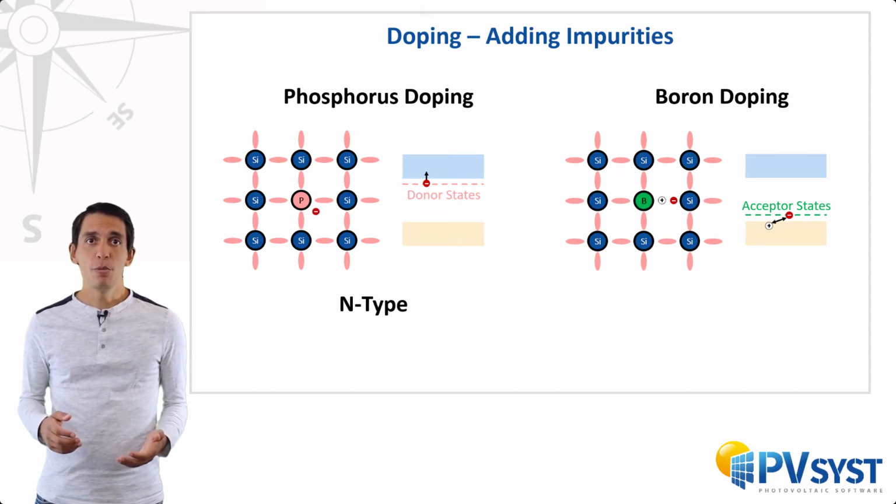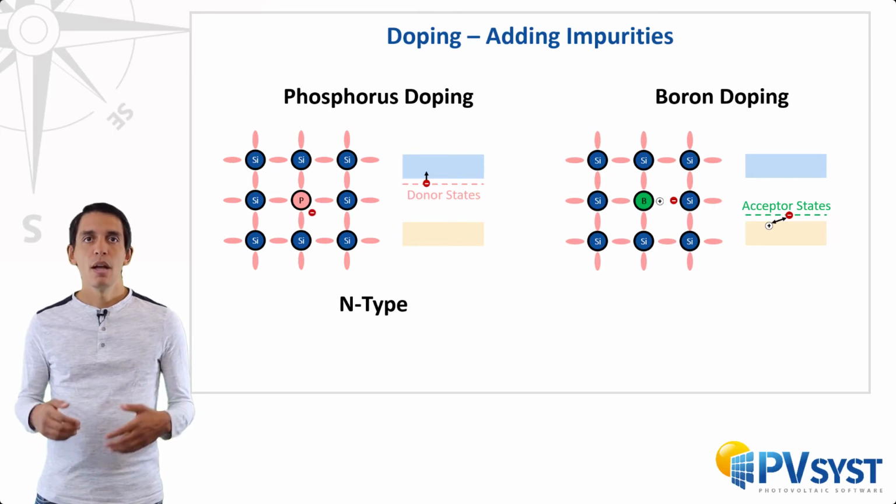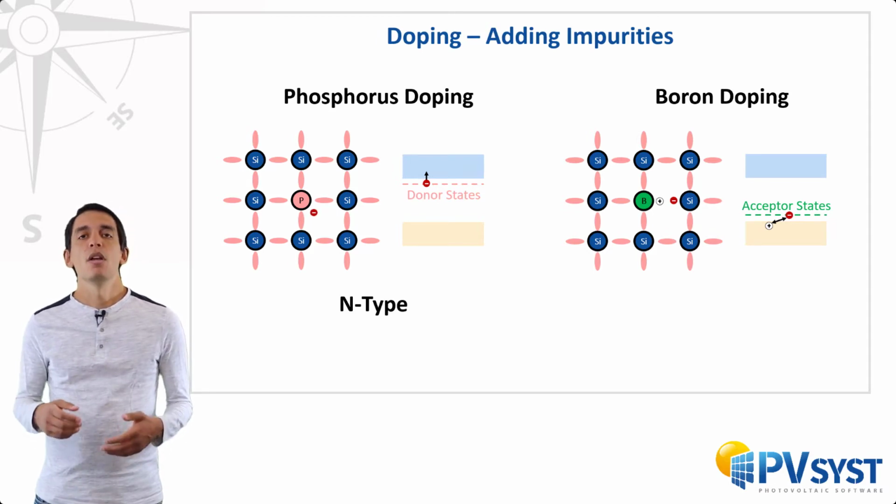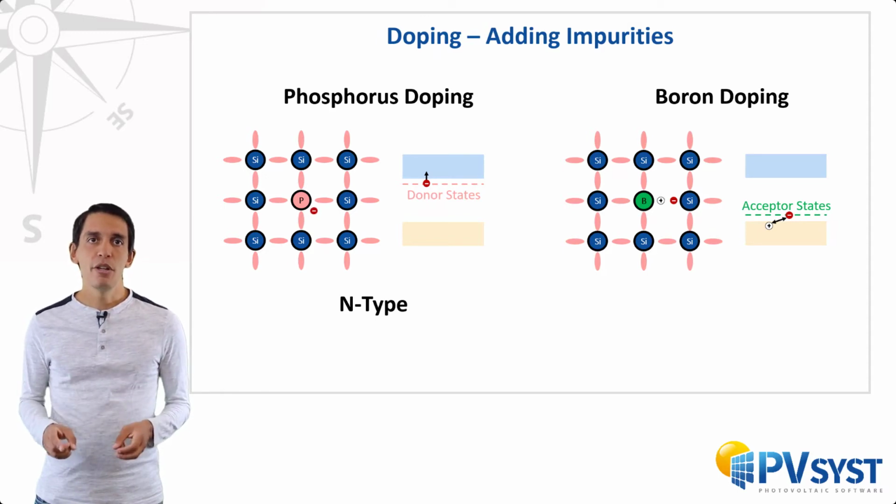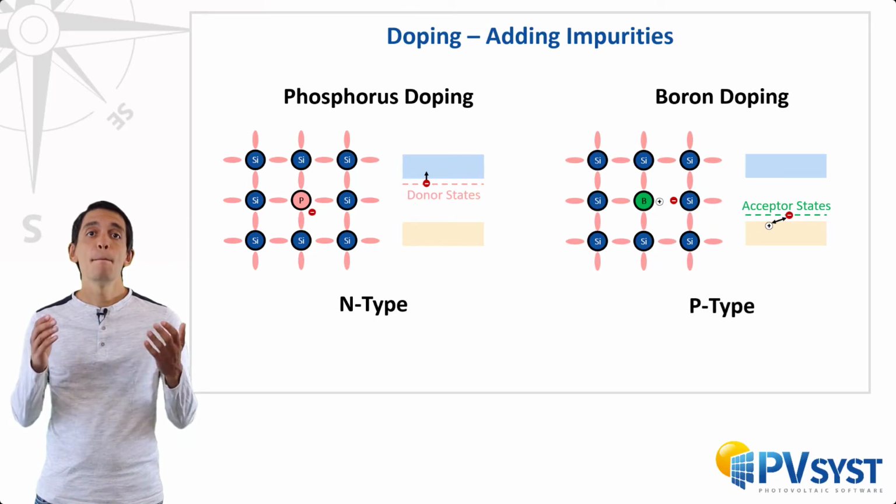Just as with phosphorus doping, we are not adding any charge to the material, since boron compensates the lack of an electron with the lack of a proton as well. However, now we have an extra hole in the valence band, and holes in the valence band are also mobile charge carriers. So with this boron impurity, we have added a positive free charge carrier. We call this p-type doping.